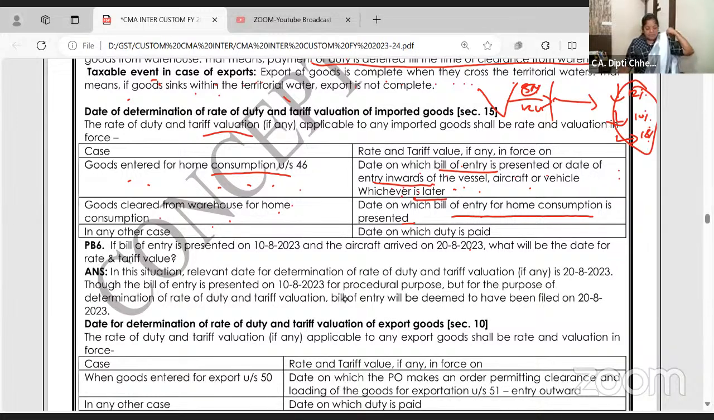Yes, once again. Which rate of duty should I consider? Ma'am, you said no 10%. Nothing is given, so take the basic customs duty 10%. SWS, social welfare surcharge 10%. But if they give the rates by the day: if the goods are cleared for home consumption, bill of entry or entry inward, whichever is later. If the goods are warehoused and now cleared for home consumption, the bill of entry for home consumption. In any other case, the date on which you pay the duty.